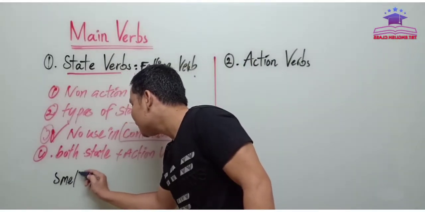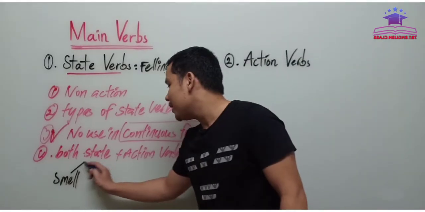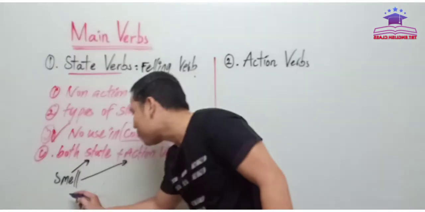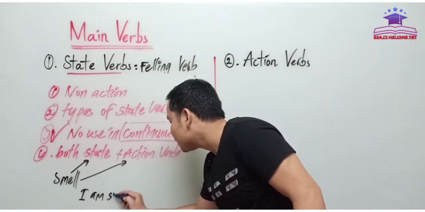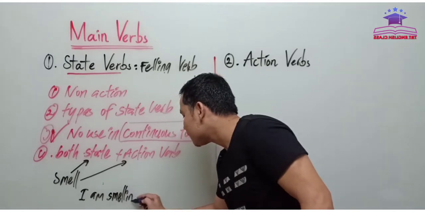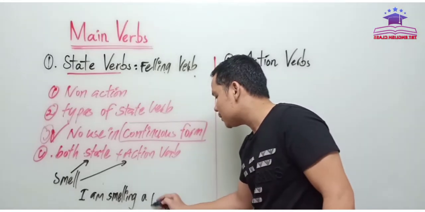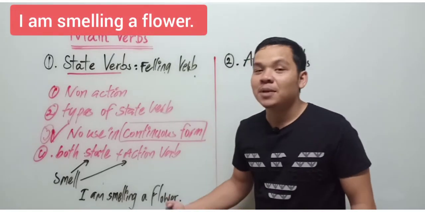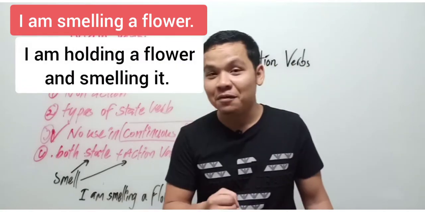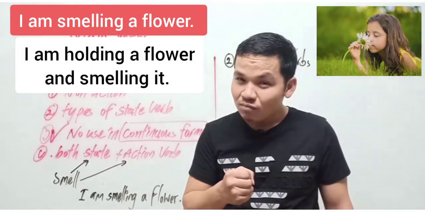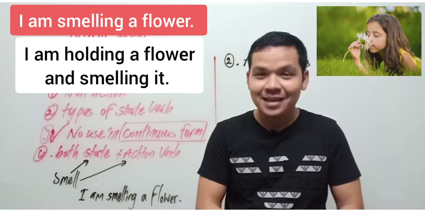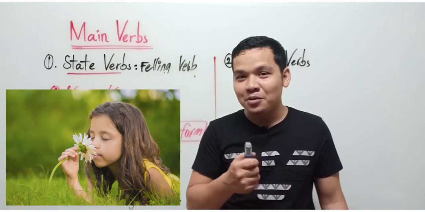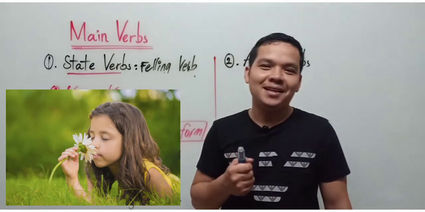Let us see another verb, like the verb smell. Okay. Smell also can be a stative verb and also can be an action verb. See example. "I am smelling a flower." I mean that I'm holding a flower and then I'm smelling it. So like the example, this one is a flower, and then I say "I am smelling a flower," meaning that I'm holding and taking a flower and then I'm smelling it, like this.